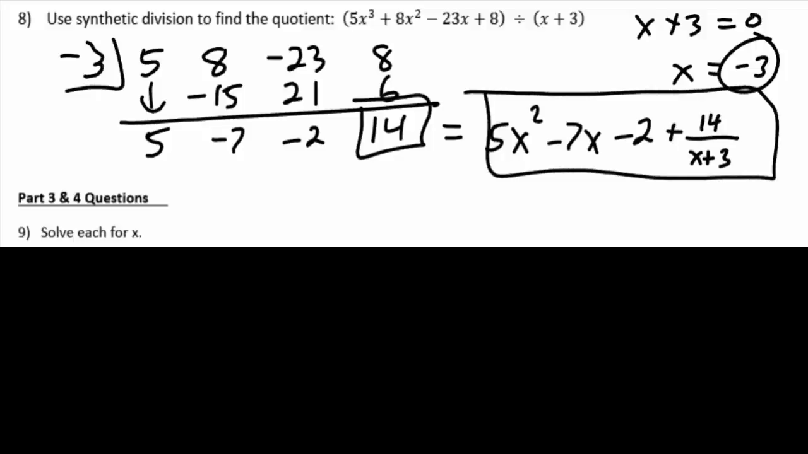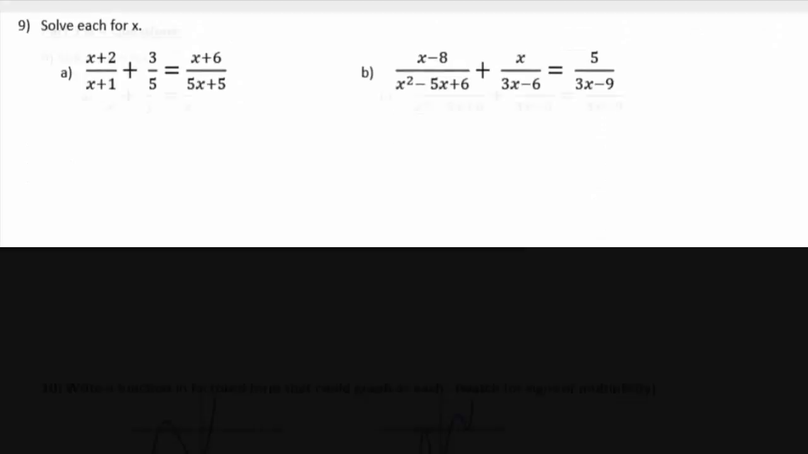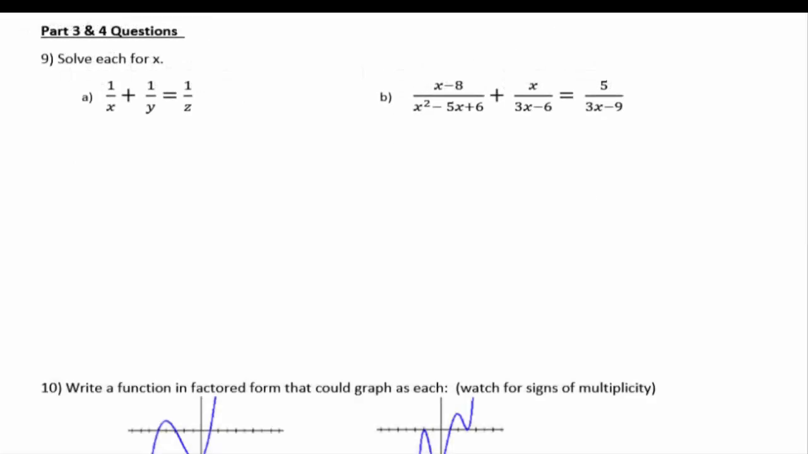Those are our part 1 and 2 type questions you might see on the test. How about our part 3 and 4 type questions? All right, so for number 9, we're going to solve each equation for x. Part A is one of those rational equations that contains more than one variable. So we want to solve for x because we don't have a common denominator. We want to make sure we get one. So we have x, y, z. That means x, y, z has to be our common denominator.